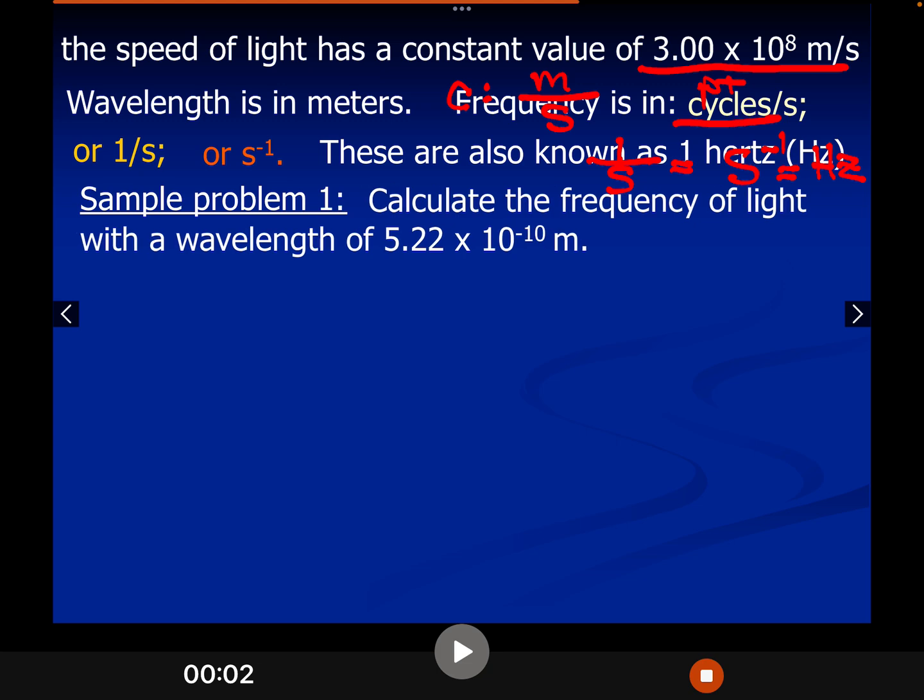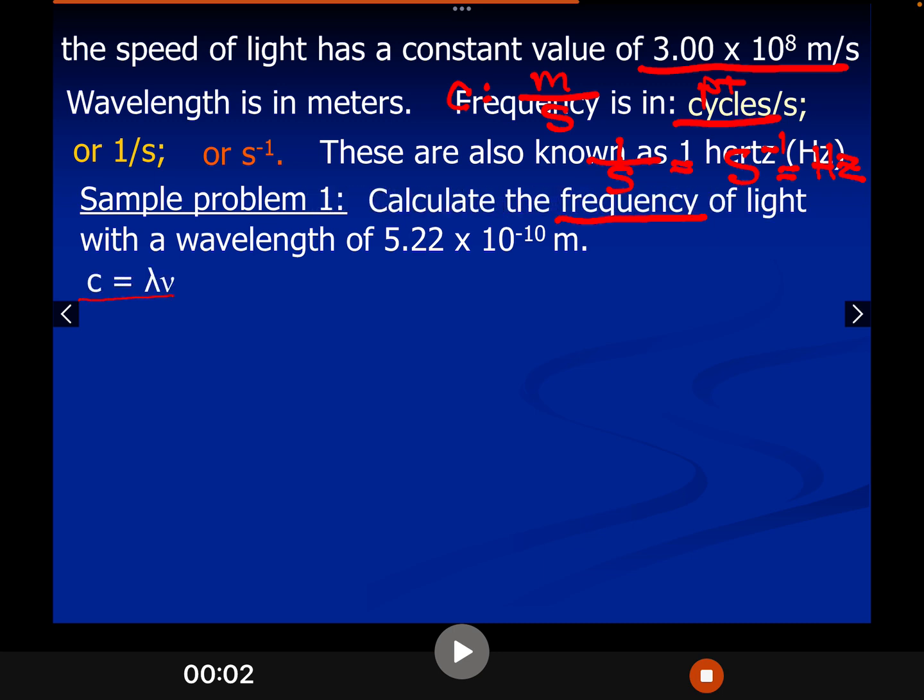So let's look at this sample problem. If class is almost over, you don't need to continue on this. I think you've probably done enough for today, but I will continue with this anyway. We're asked to calculate the frequency of light with a wavelength of 5.22 times 10 to the minus 10th meters.